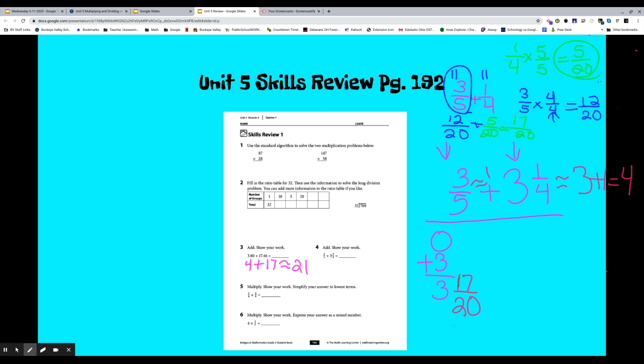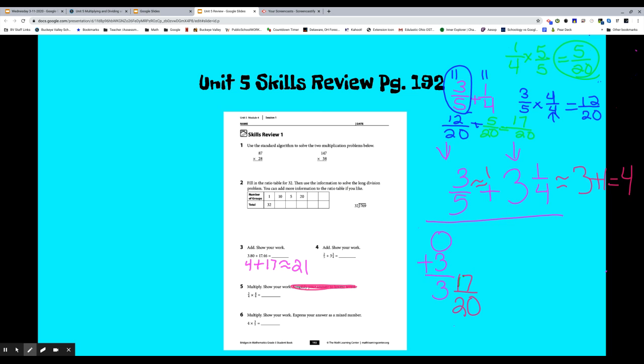Next, we're going to look at 5. Multiply and show your work. Don't worry about simplifying it. If you know how, great. If not, just multiply them. And let's stop and think. What do we know when we multiply fractions? A fraction times a fraction.